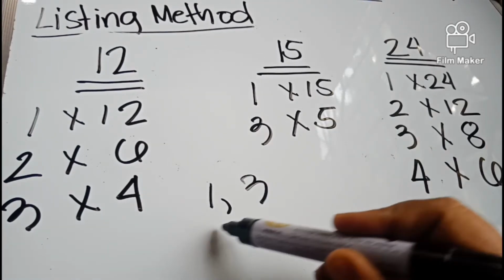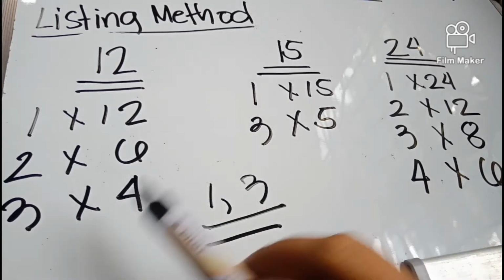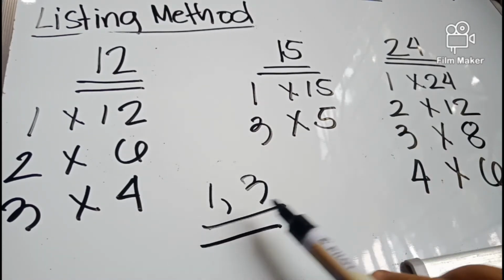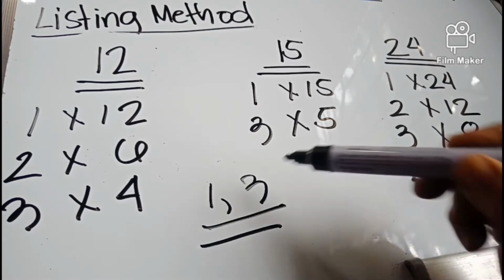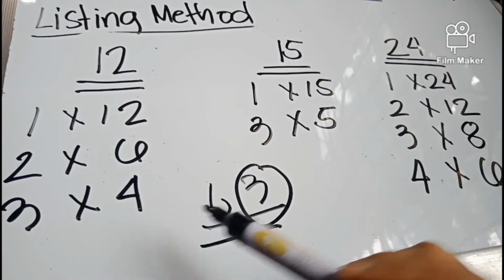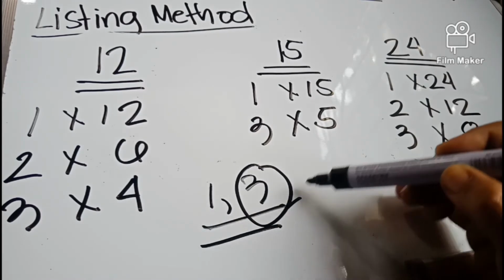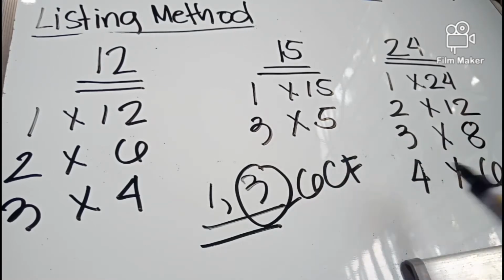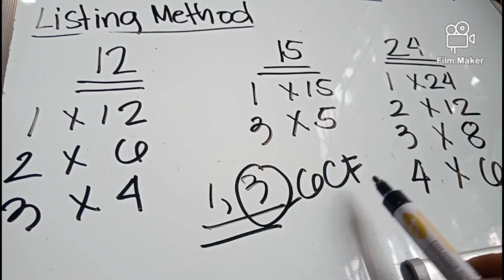So, dito sa dalawang common factors ng 12, 15 at 24, alin ba dito yung mas mataas? Of course, number 3 ay mas mataas kaysa sa 1. Therefore, ang number 3 yung tinatawag natin na GCF or Greatest Common Factors.